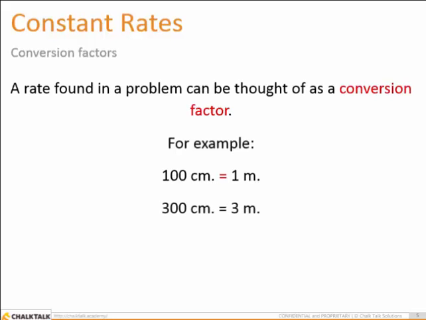For example, there are 100 centimeters equal to every 1 meter. This is a simple conversion factor. With this conversion factor of 100 to 1, we know that 300 centimeters equals 3 meters.